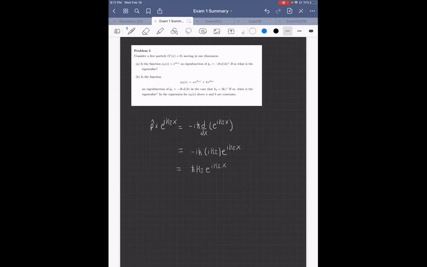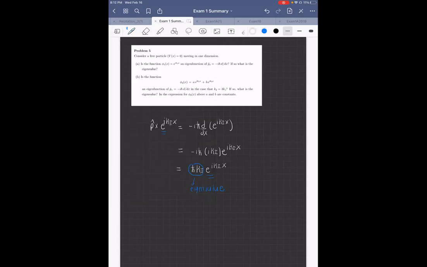Now from here, you see that the function is maintained. It's not multiplied by any x or anything like that. And the result is just a constant. So this is just a constant here. And so this means that this is the eigenfunction of the momentum operator. And this is its eigenvalue. Does that make sense, guys?